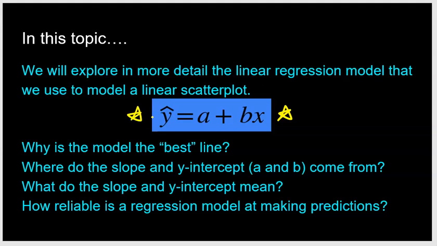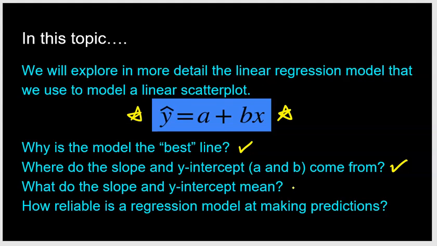But we want to answer questions like, why is this the best line? We call it a line of best fit, like you've probably been calling it since sixth grade. But what makes it truly the best line? So we're going to address that. And where do the slope and y-intercept come from? In previous videos, I just gave you the equation for the linear regression model. But where do those values actually come from? We're going to go over that today.